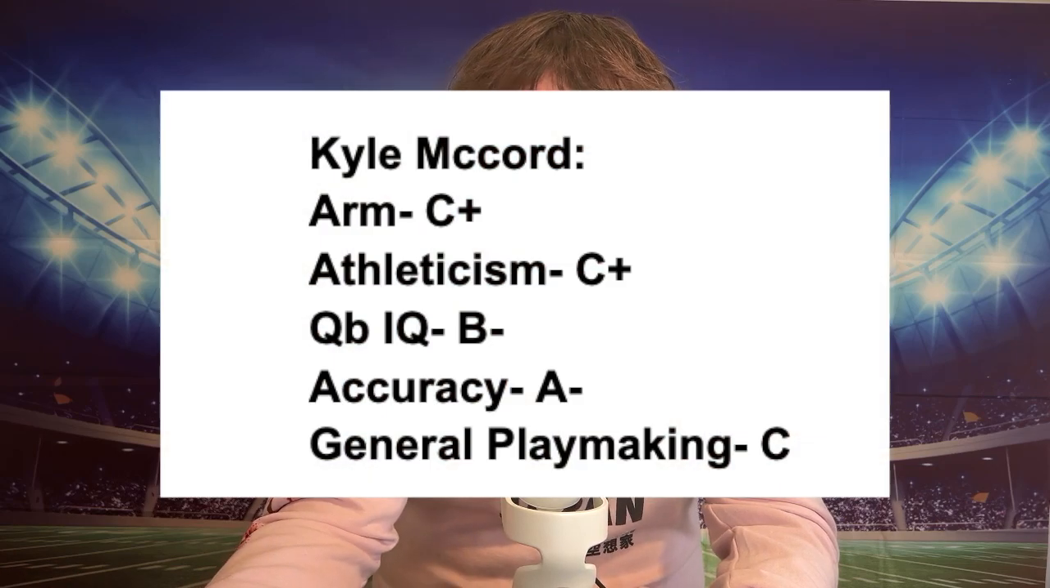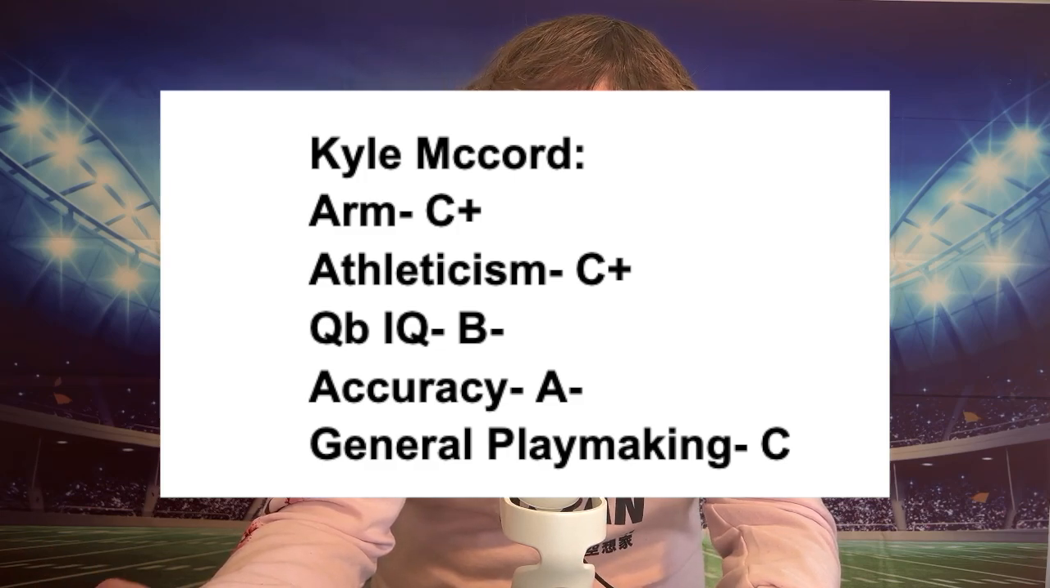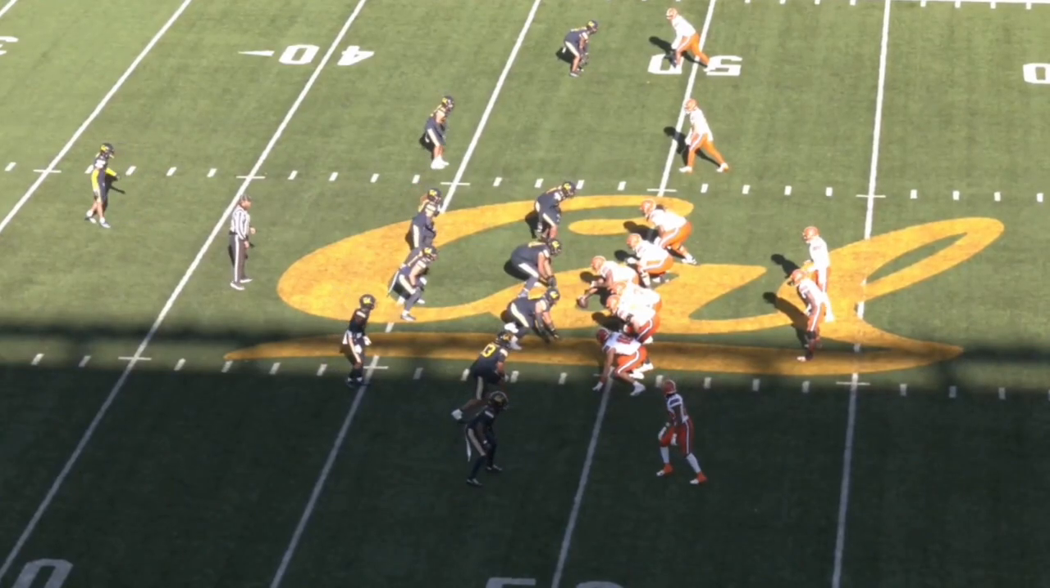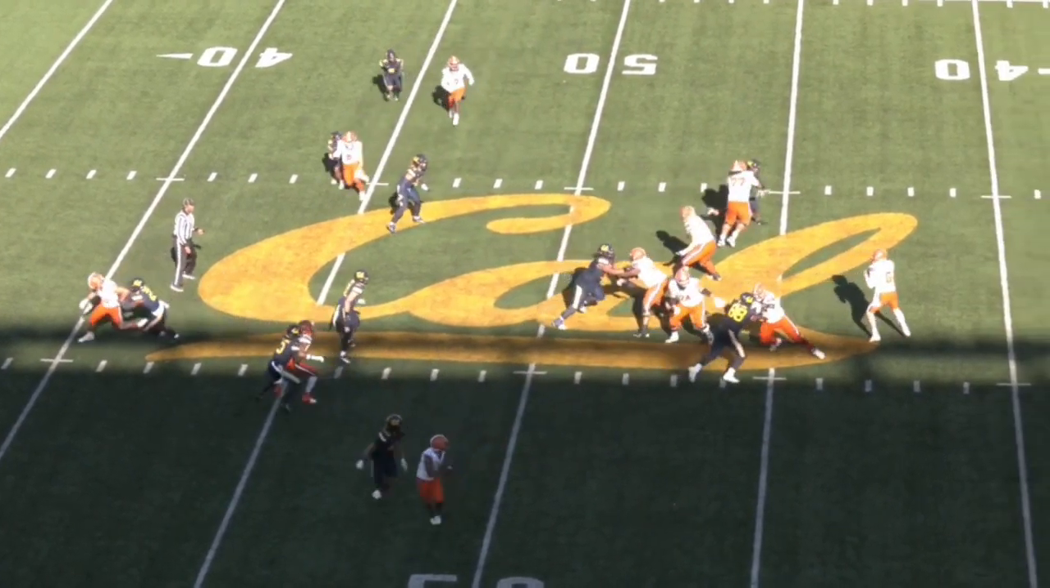Kyle McCord, according to his at a glance, has an arm of a C+, athleticism of a C+, quarterback IQ of a B-, accuracy of an A-, and a C in the general playmaking category. And here's what I said. McCord is more or less suited for a backup role in the league, if anything, but there's a reason I put him on this list.